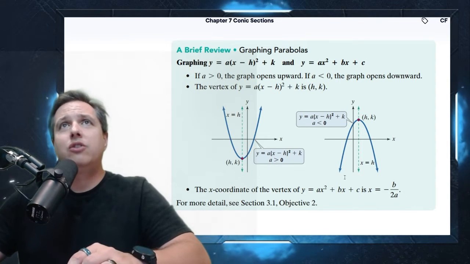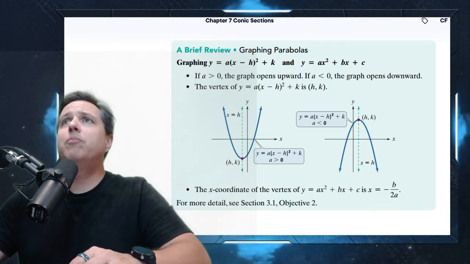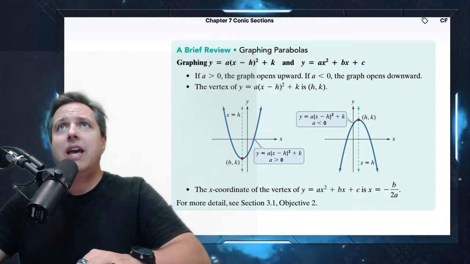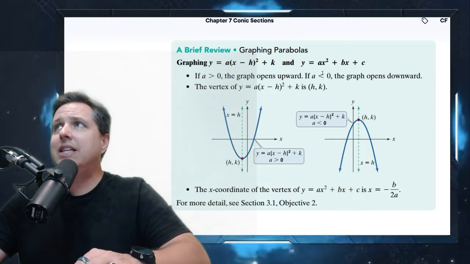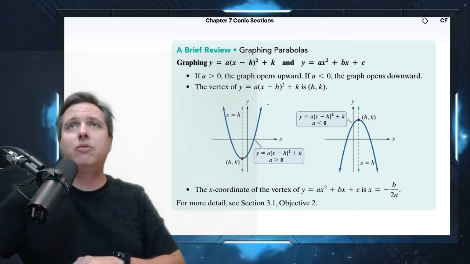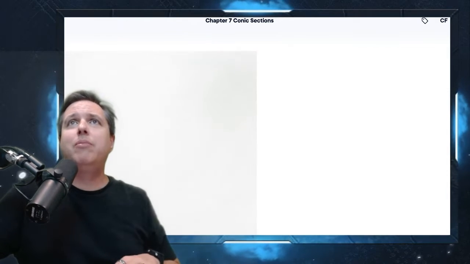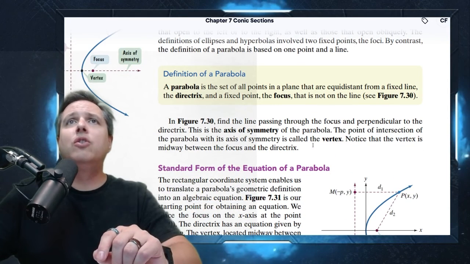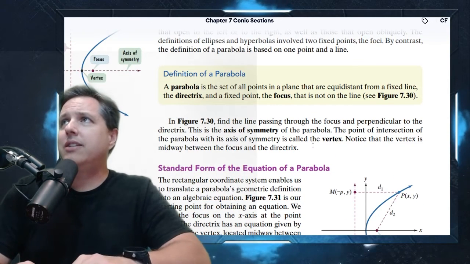So we already know some about graphing parabolas. We've seen them in the form y equals ax squared plus bx plus c. That's our standard form. And then we have this vertex form. We've dealt with both of those before. But we're going to look at parabolas from a little bit different perspective here. So let's read this definition and then I'll make sense of it for you.